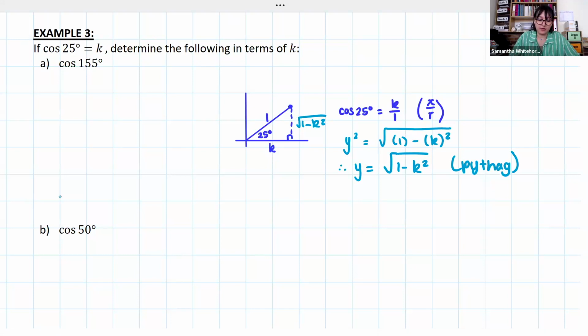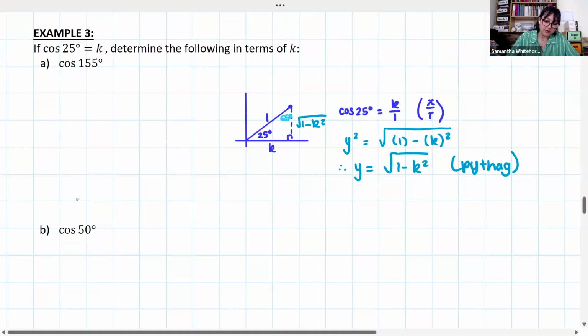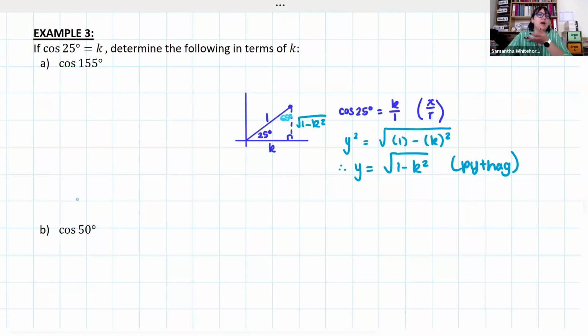Right, now we have all the information. The only other little bit that I would add on here is the third angle of your triangle. You know that you've got a right angle triangle, so you know the 90, you know the 25, and I would just use sum of angles in a triangle to work out the third angle, which in this case would be 65 degrees.